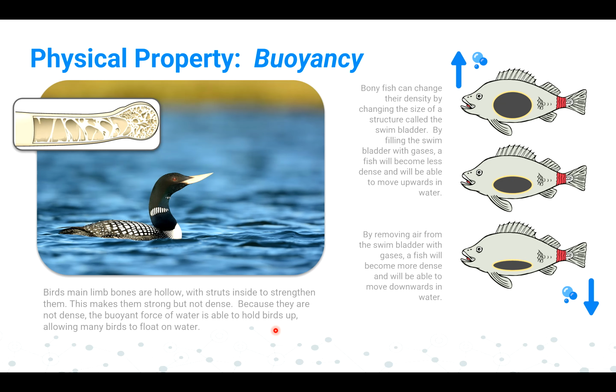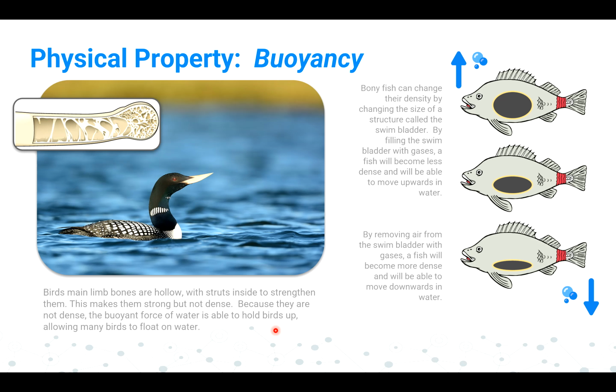And the same idea is there in animals also. A bird's main limb bones are hollow with struts inside to provide strength, and this makes them strong but not dense. Because they are not dense, the buoyant force of water is able to hold the bird on the surface and it's not allowing it to sink because of this.